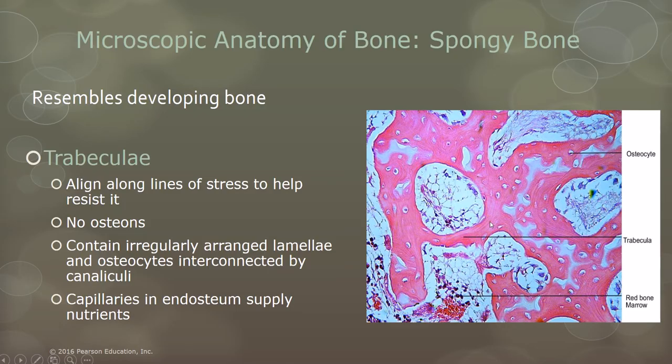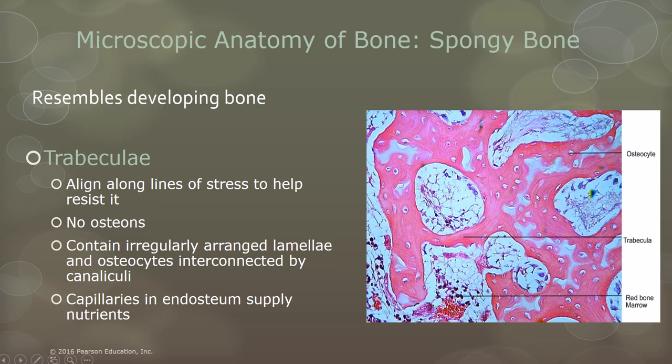Spongy bone has a very different structure microscopically. And in fact, spongy bone in an adult is what your bones look like as they develop in utero. So the key feature for the spongy bone, of course, are the trabeculae, these flat pieces of bone.